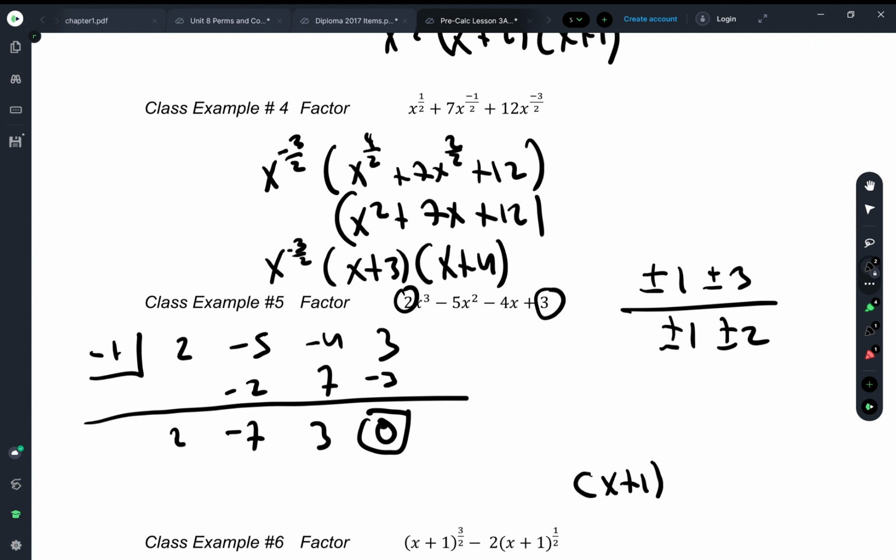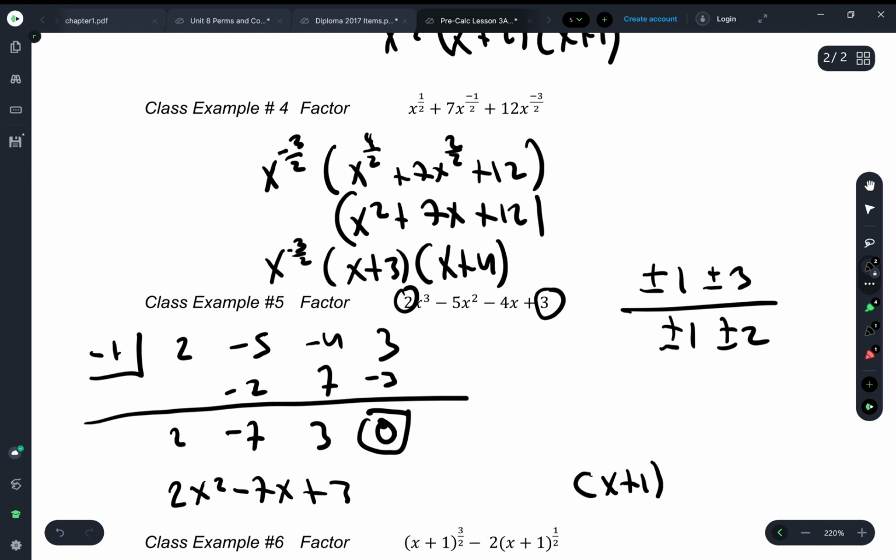So what's left is a quadratic. We can factor this. That's what's left, because we lost a degree, right? When you synthetically divide, the quotient is 1 degree less. So that cube is now a square. That's why I went to a square. So now we factor this.